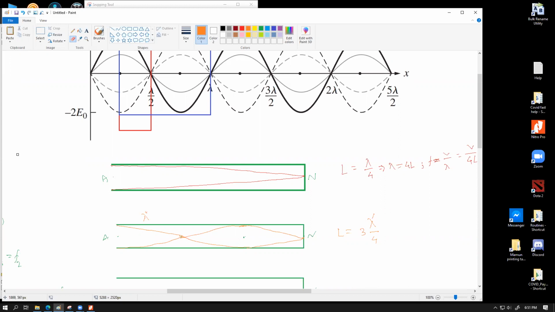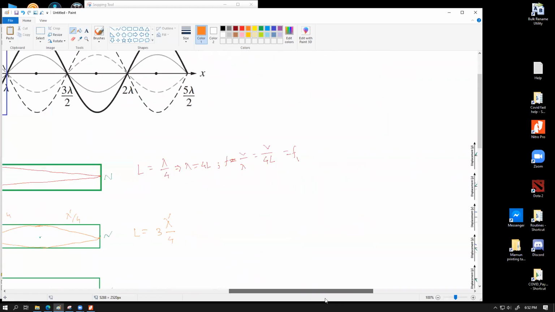Lambda prime by 4. This part is lambda prime by 4, this part is lambda prime by 4, and this part is also lambda prime by 4. So these are the 3 parts that we have, lambda prime by 4s. Now, if I go ahead and do this calculation, what's going to happen? Lambda prime equals 4L by 3.